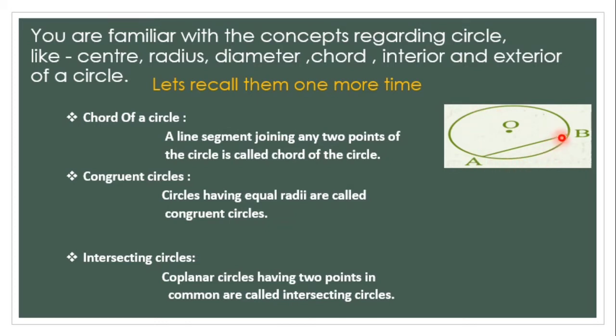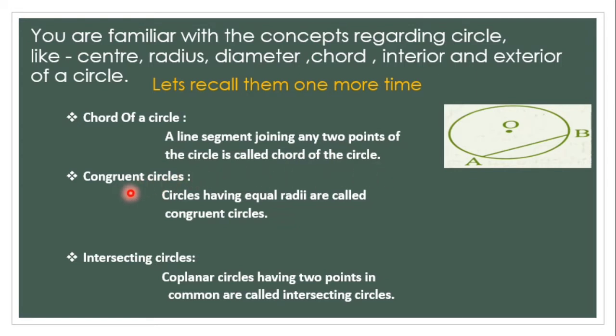Here is one segment, and it touches the circle at 2 points, where we take point A and point B. That is the chord of a circle. One more time I will read the definition. A line segment joining any 2 points of the circle is called the chord of a circle.